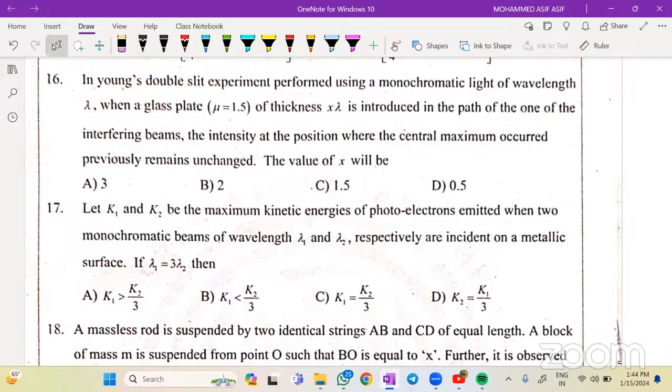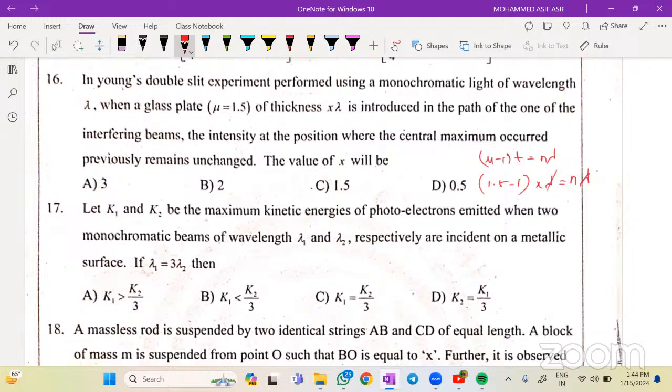यानी path difference का फॉर्मूला लगाना. What is the path difference formula for this one बेटा? Unchanged के लिए path difference must be equal to (mu minus 1) into t must be equal to n into lambda. Initial के लिए. So mu value कितना दे रखा है 1.5 refractive index, minus 1 into thickness. Thickness is right now for me x lambda is equals to n into lambda. Lambda and lambda will get cancelled.